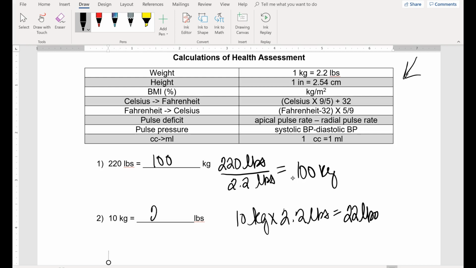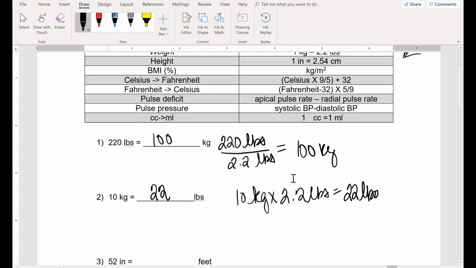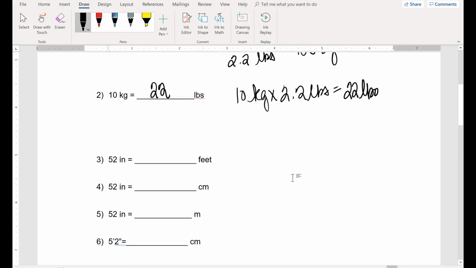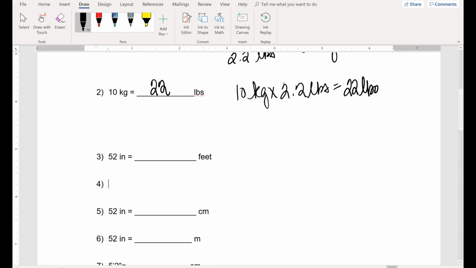Okay, so this is obviously a pediatric patient. Okay, everybody good there? Okay, I have 10 kilograms. 1 kilogram equals 2.2 pounds. Okay, so I get 2.2 pounds. Or 22 pounds, excuse me. All right.